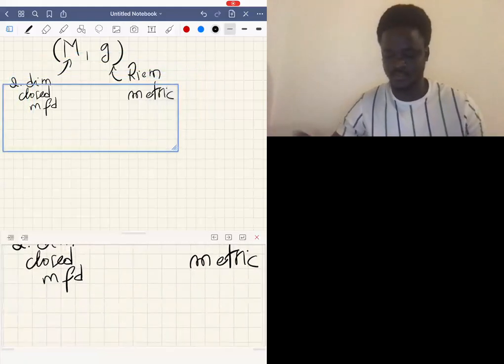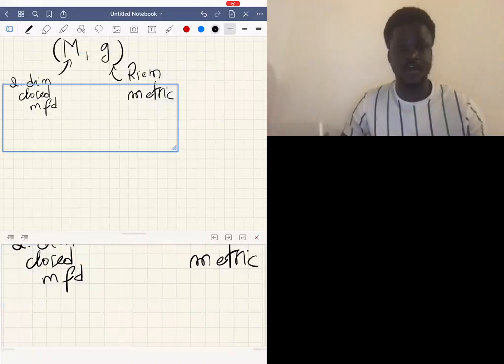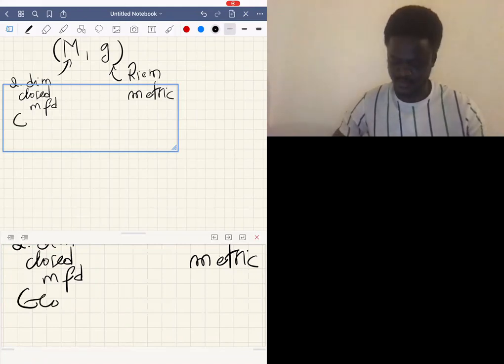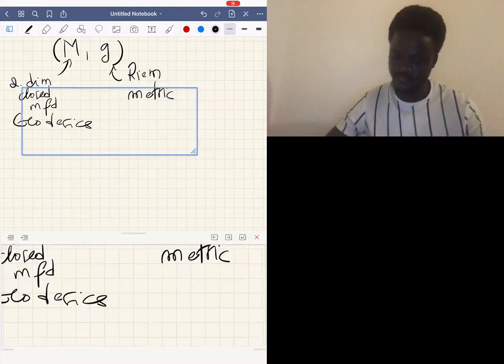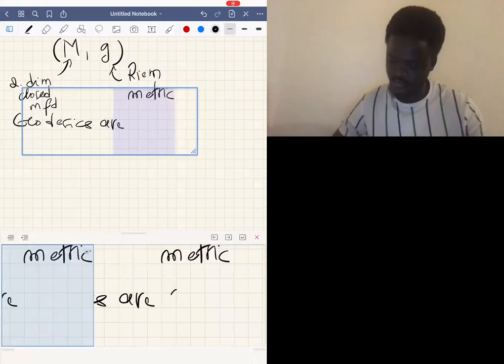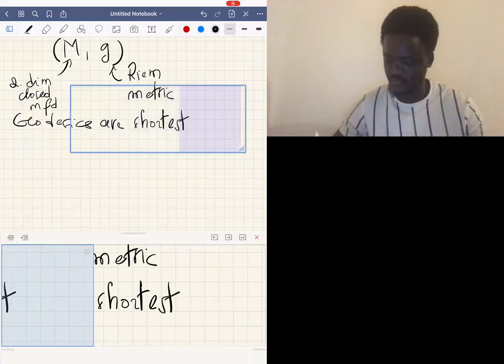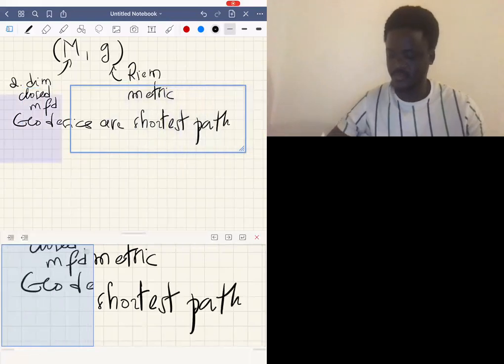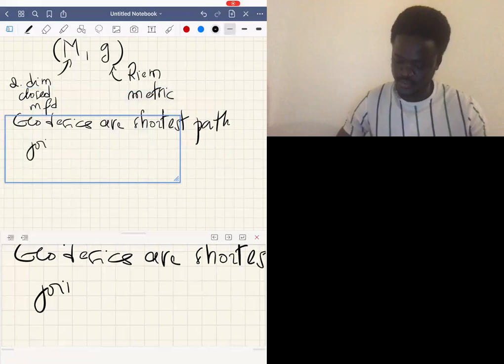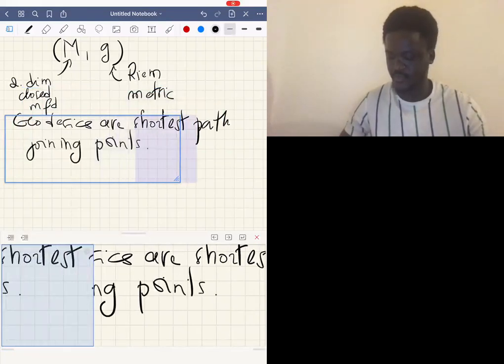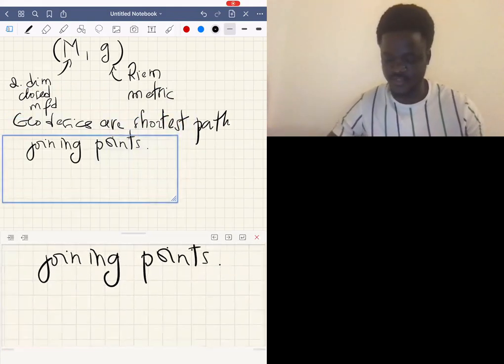So we all know what geodesics are. Geodesics are just shortest paths joining points in the manifold, shortest with respect to the Riemannian metric that is given. So I'm assuming that this is just very standard.